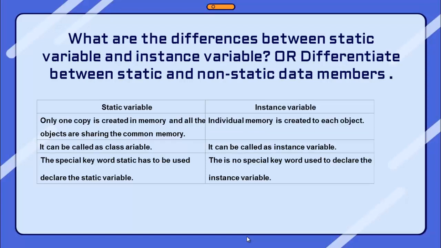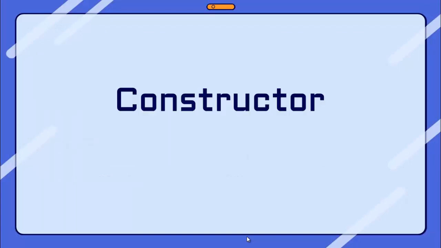What is the difference between a static variable and an instance variable? For a static variable, only one copy is created in the memory and all the objects share the common memory. For an instance variable, individual memory is created. A static variable can be called a class variable. An instance variable can be called an instance variable. The special keyword used is static. Here there is no special keyword.